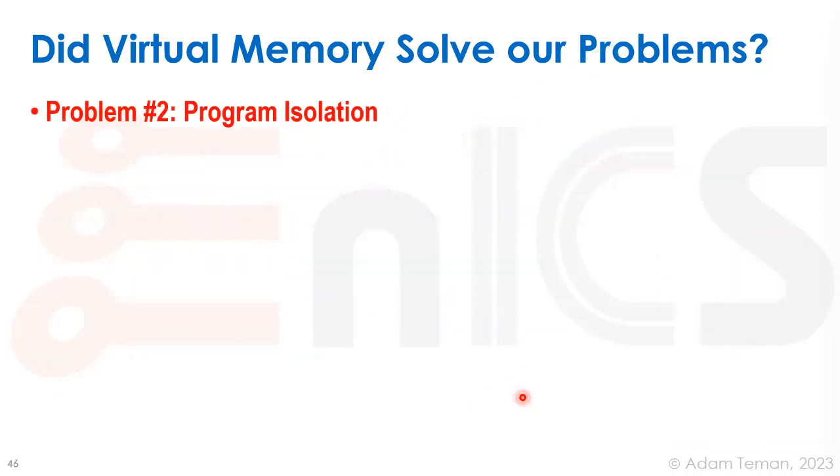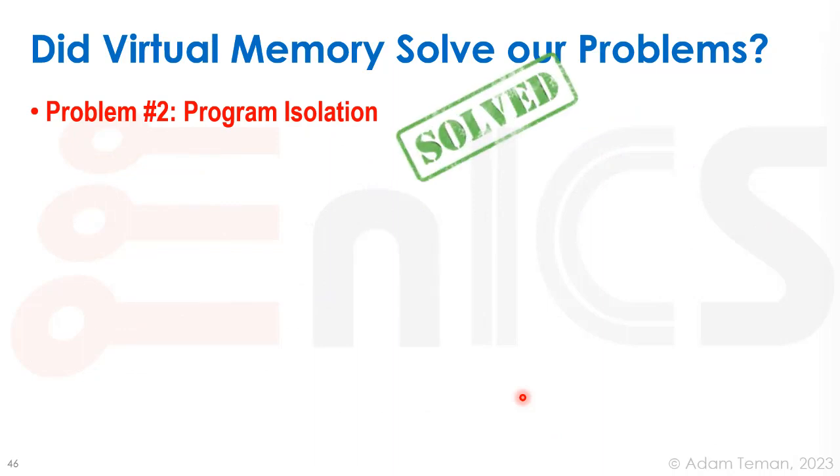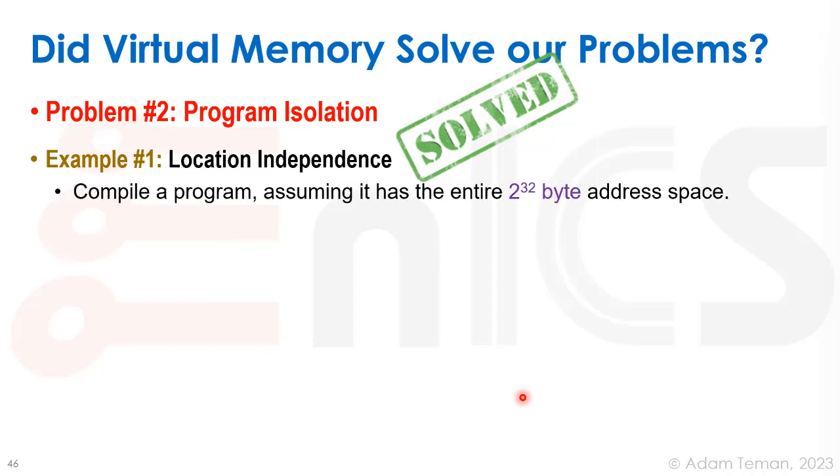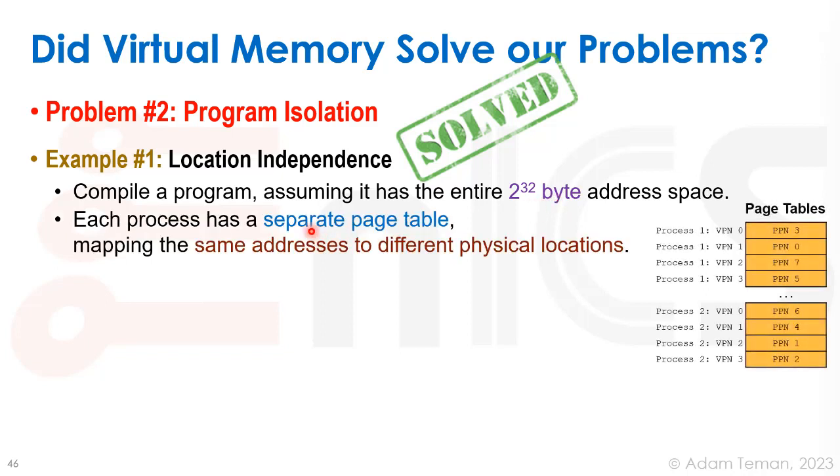What about our second problem that we discussed? That was program isolation. Luckily, this problem is solved as well. Example number 1 is location independence. Remember that we wanted to compile a program and assume that it had the whole 2 to the 32 byte address space. How do we deal with that? Well, each process has a separate page table. As we saw over here, process number 1 has its page table and process number 2 has its page table.